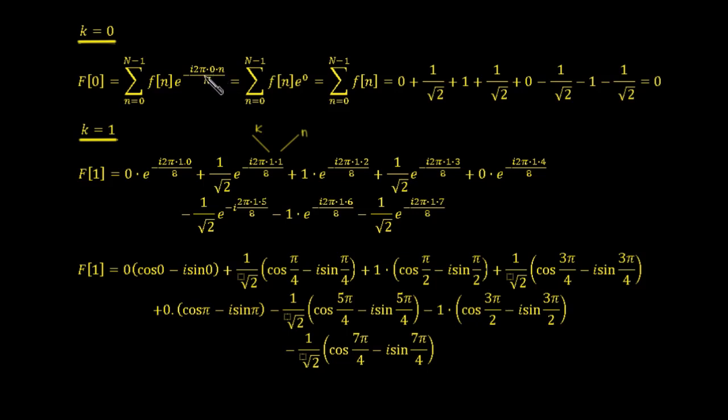Now the first one here is the k and the second one is the n. So we said that the k is equal to 0. So that's the same as saying e to the power of 0. Now anything to the power of 0 is just 1. So that's the same as saying the sum from n equals 0 to n minus 1 of f of n. So all we're doing is just adding up the first 8 values.